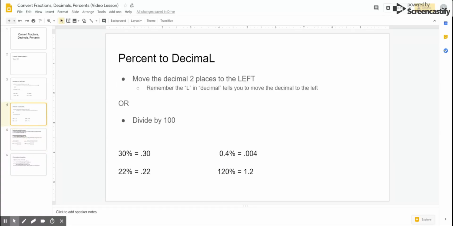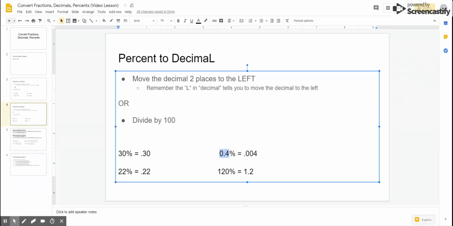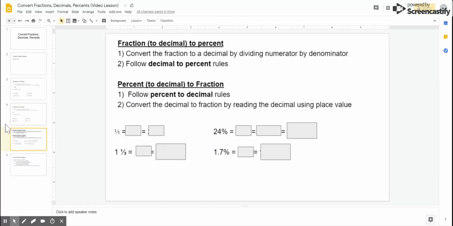And again, if you get confused moving 2 places to the left, just take this number, 0.4, divide by 100. Take this number, 120, divide by 100. You will end up getting the same answers, okay? All right, moving on.